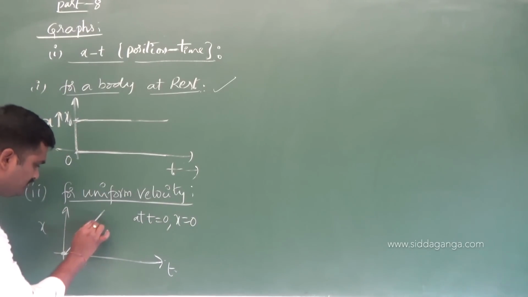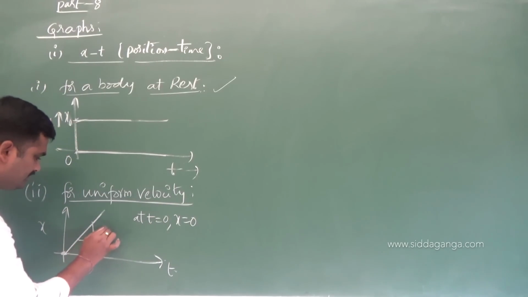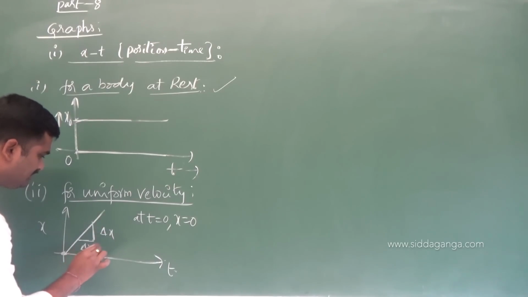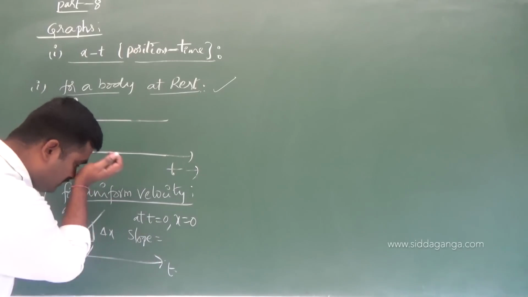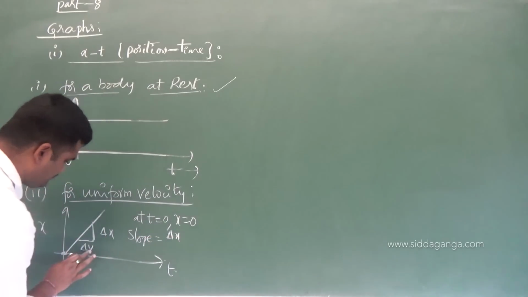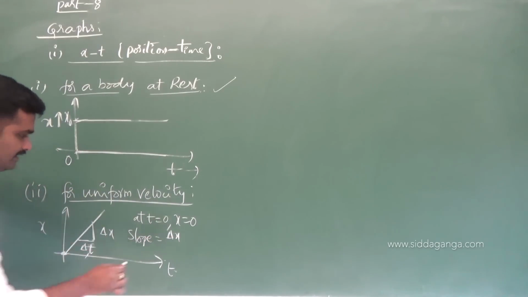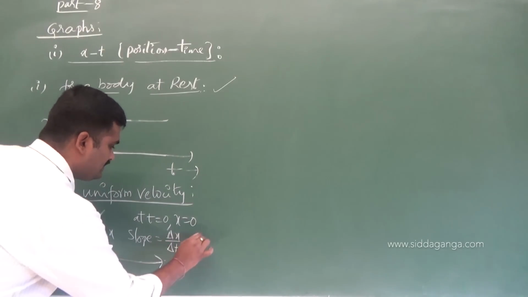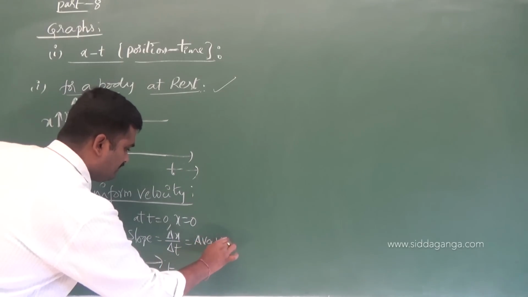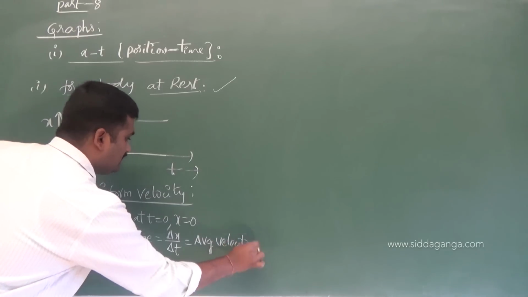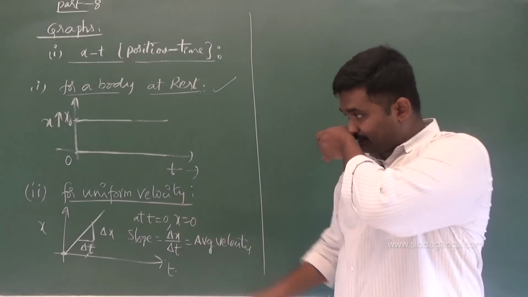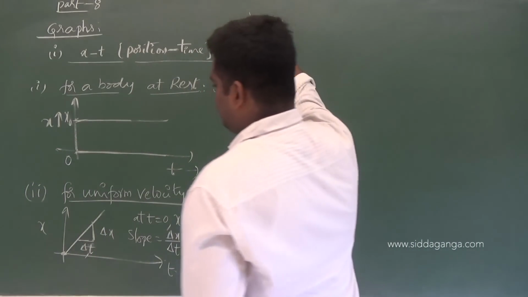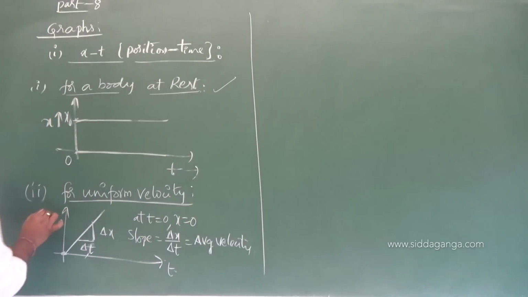Slope gives what? Slope of this graph. This is delta x and this is delta t. Slope equals delta x by delta t, which gives average velocity. Slope of the displacement-time graph gives what? Average velocity. That's what.